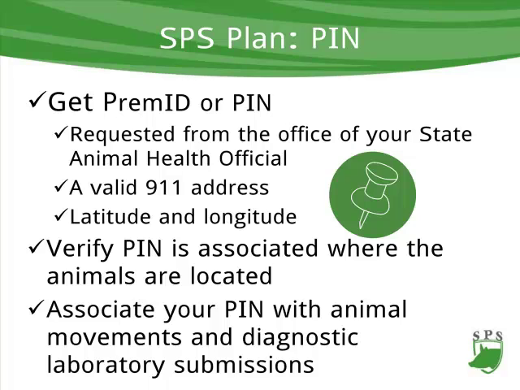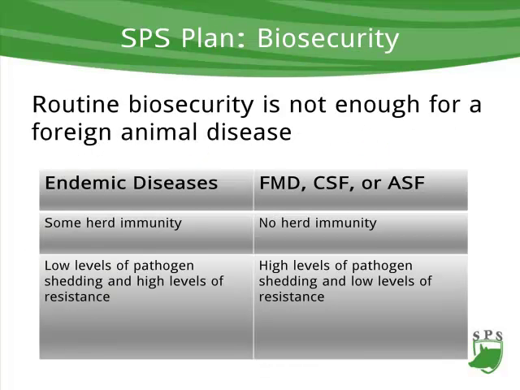You know, we talk about biosecurity, and one thing that we have to keep in mind is that routine biosecurity is not going to be enough in the case of a foreign animal disease. For many of our endemic diseases, we have some kind of herd immunity. Maybe it's vaccination, maybe it's exposure, but we have some kind of herd immunity in many cases. And so we have a lower level of pathogen shedding. When we get hit with FMD, ASF, and CSF, we have no herd immunity. I mean, there's going to be a lot of pathogen shedding going on. So routine biosecurity is not enough, which is why we're throwing out the term that it needs to be an enhanced biosecurity that needs to be implemented on these sites.